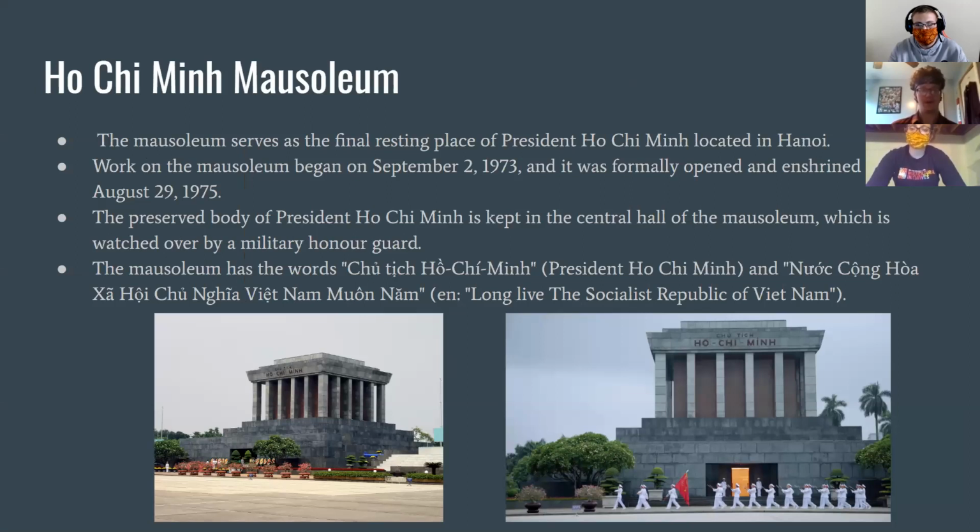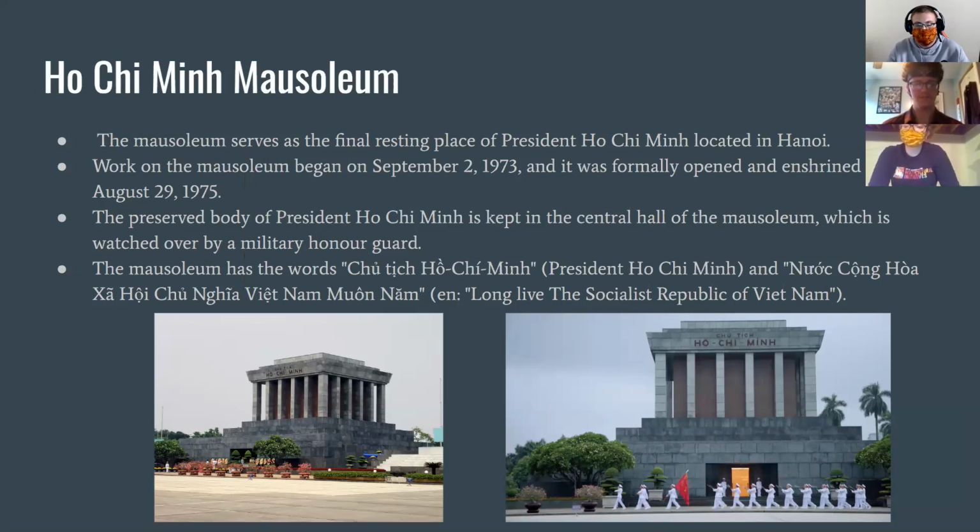Another fantastic mausoleum or monument in Hanoi is the Ho Chi Minh Mausoleum. The mausoleum serves as the final resting place of President Ho Chi Minh, located in Hanoi. Work on the mausoleum began on September 2nd, 1973, and it was formally opened and enshrined on August 29th, 1975. The preserved body of President Ho Chi Minh is kept in the central hall of the mausoleum, which is watched over by a military honor guard.